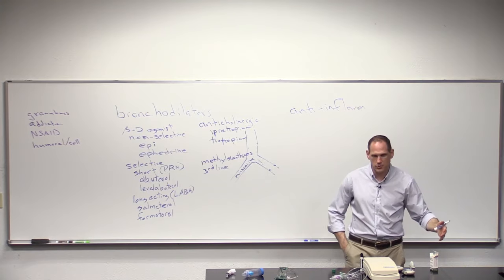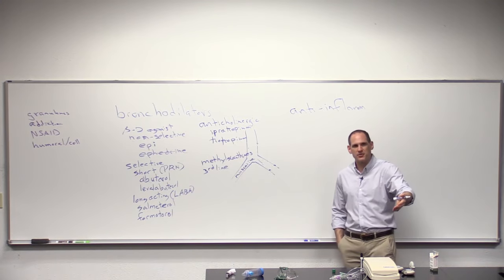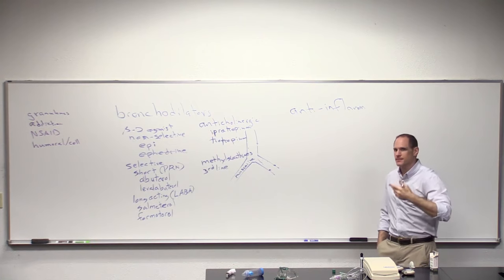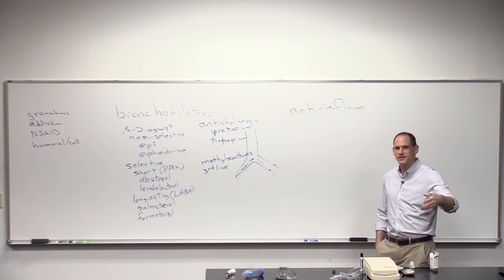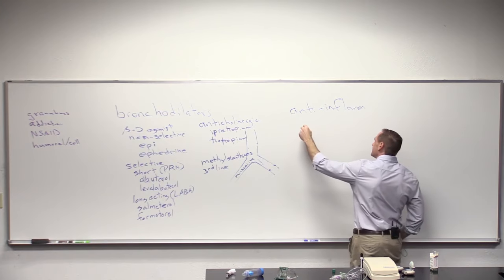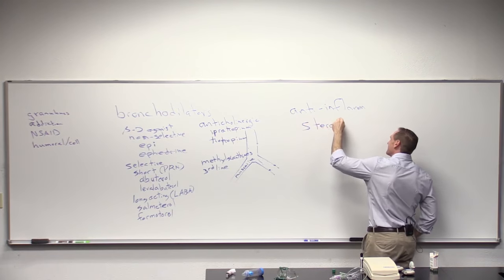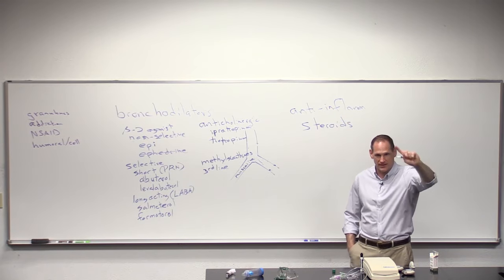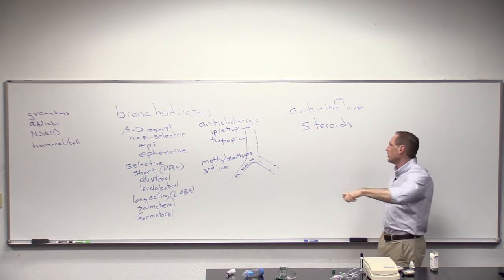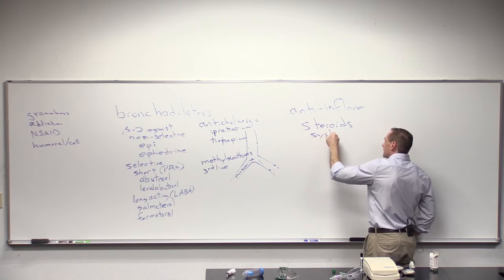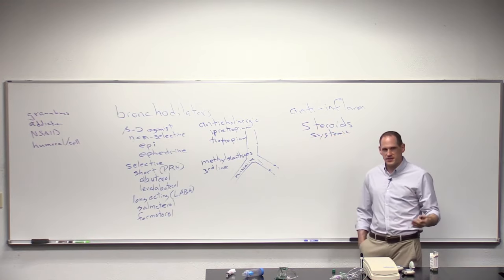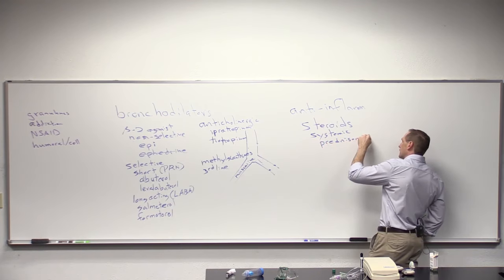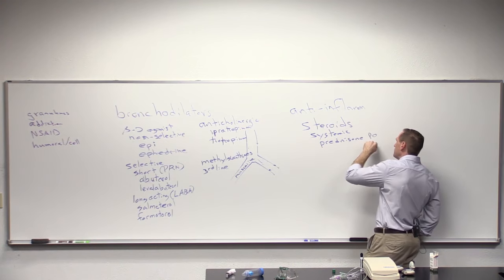All right, so for anti-inflammatories, the strongest anti-inflammatories are always going to be steroids. Always, always, always steroids. Now, we've got two choices. We can give it either systemically or we can give it inhaled. So for systemic, usually what you're going to see is either prednisone PO or IV methylprednisolone.